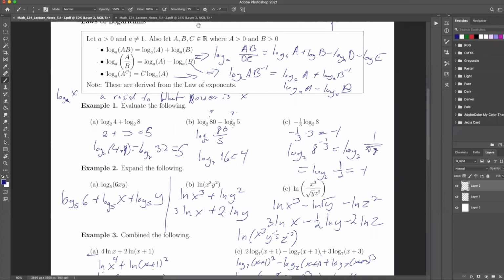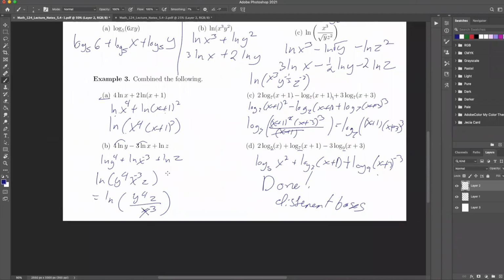So notice here, if I have addition between my logs, that becomes multiplication inside the log. And so here, let me just do this one as 2 different steps real quick. If I add these 2 together, I'll have ln of y to the 4th x to the minus 3rd plus ln of z. So the 2 additions become multiplication inside. And then this is still addition, so this becomes multiplication inside. So this is equal to ln of y to the 4th, x to the minus 3rd, z. Okay?